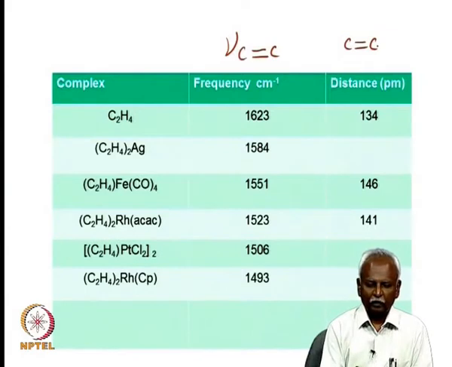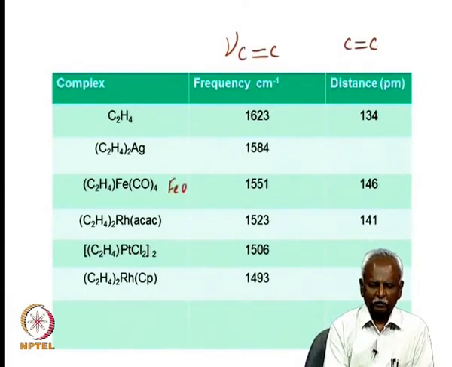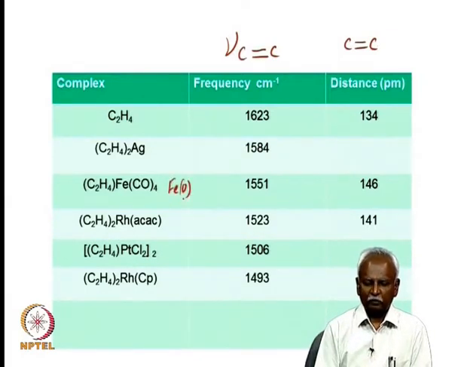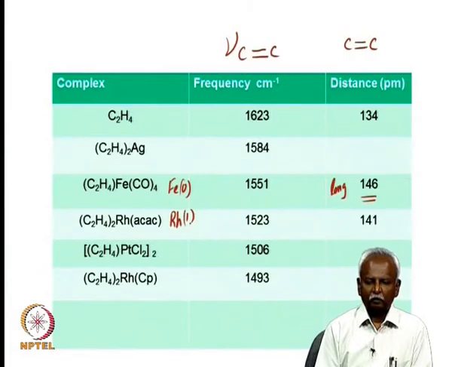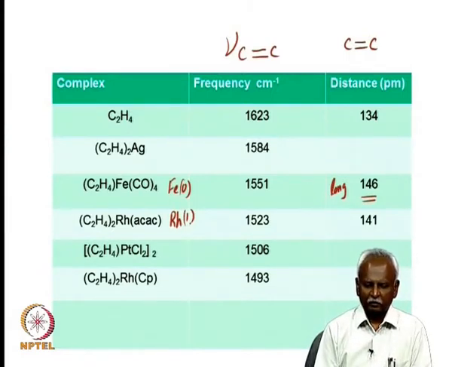So, if you have iron in 0 oxidation state, this is a complex with iron in 0 oxidation state, the bond distance is 1.46 angstroms, it is long, whereas in the case of rhodium 1, this is a +1 oxidation state, and so back bonding is less, and so the olefin has got a shorter bond distance. So, this is less pi interaction in this case.